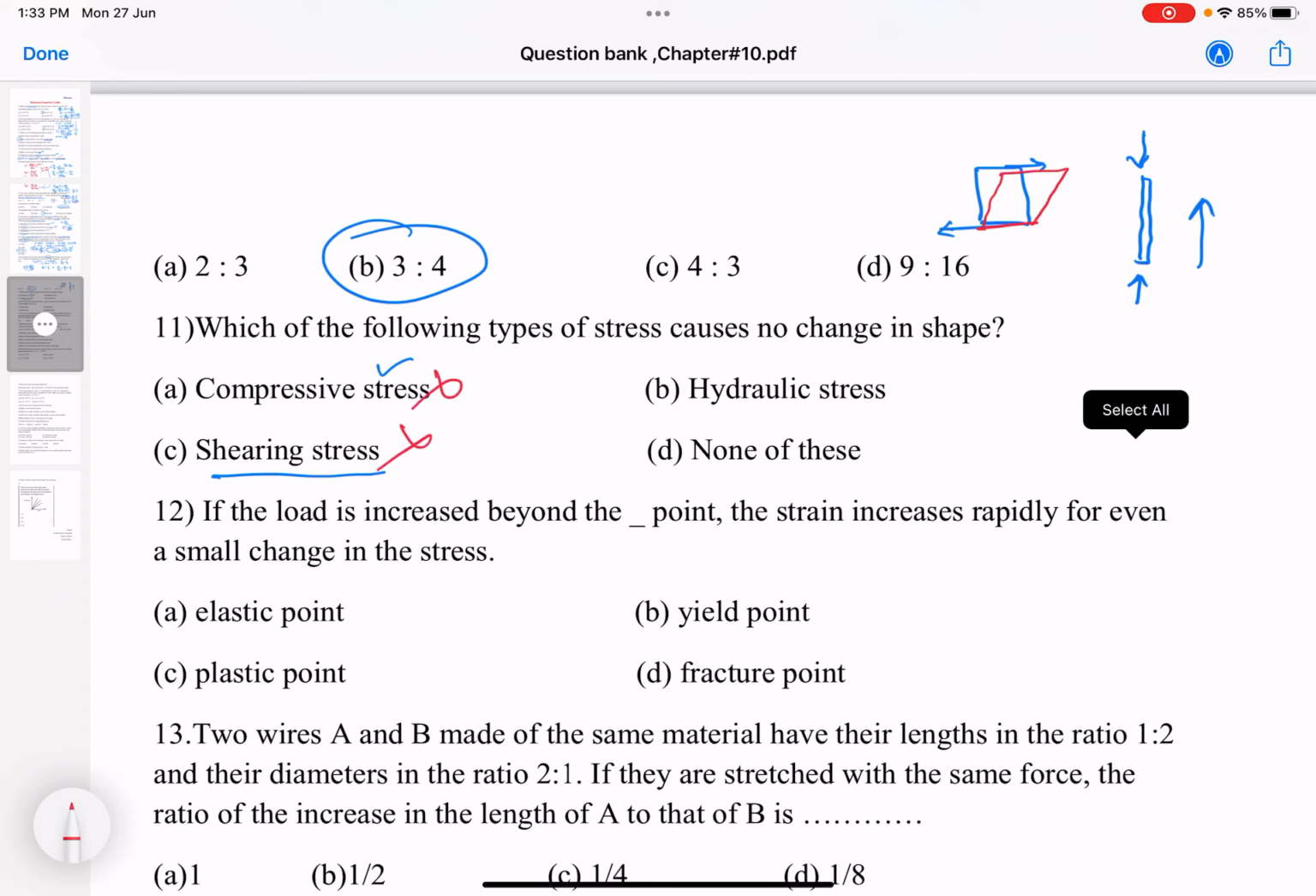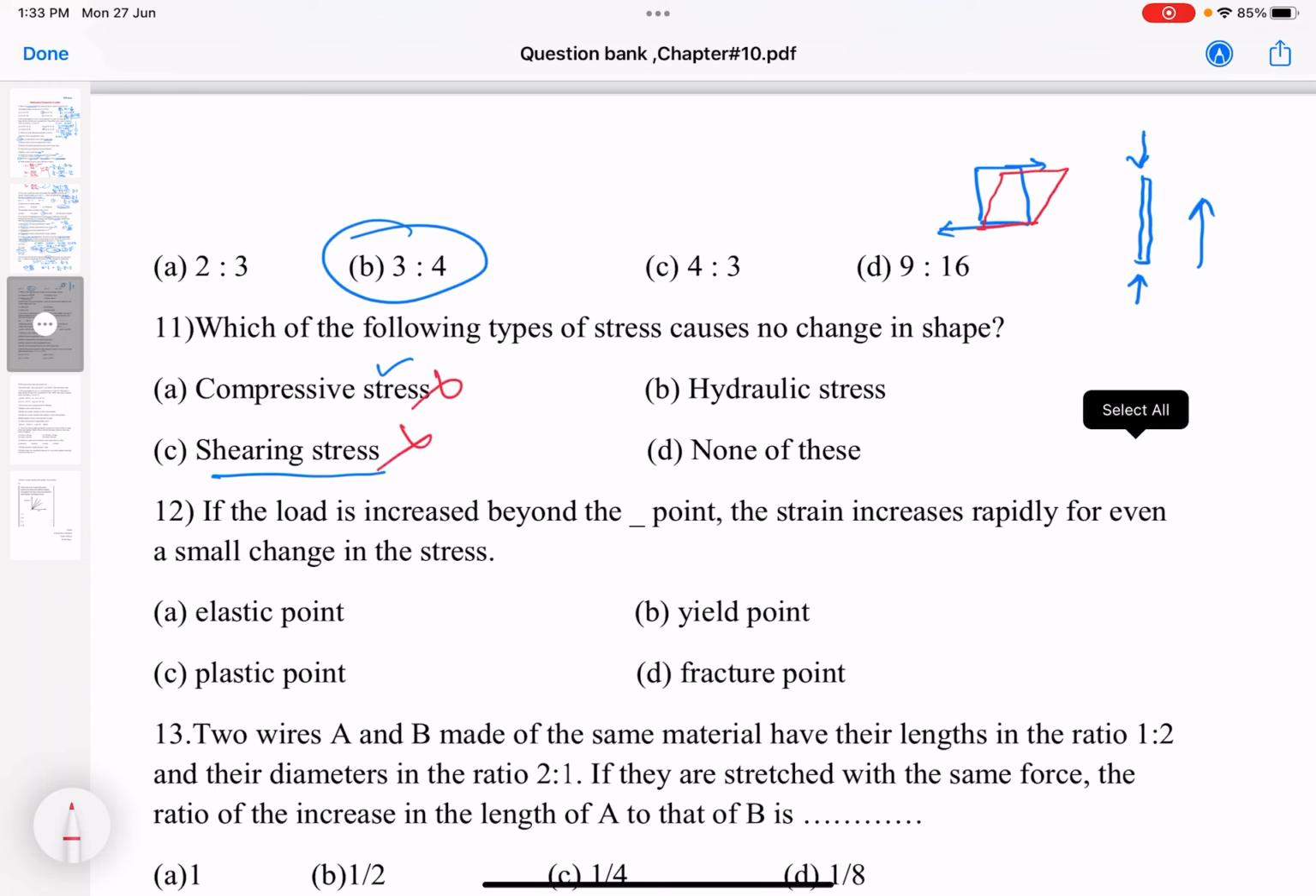So shape is changing. So this is also not correct. So hydraulic stress is the answer. There is no change in shape. Here in hydraulic stress, when we apply the force in all directions, there is no change in shape, but there is a change in volume. Okay, so answer is B.